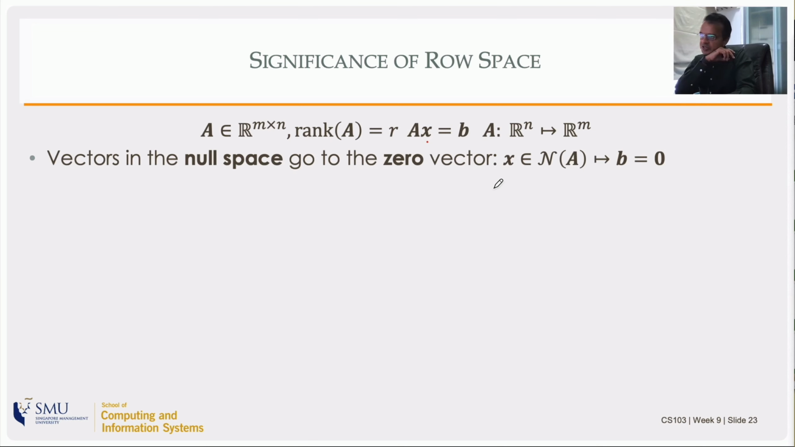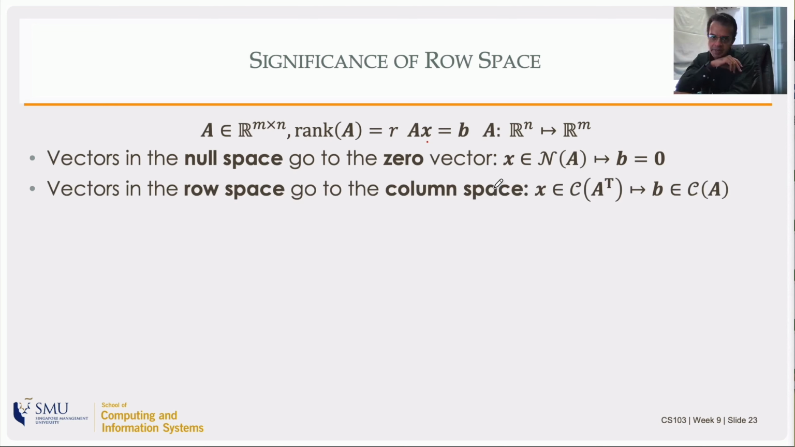And then vectors in the row space will map to something that is non-zero, which will be a linear combination of the columns of A. All such linear combinations will be in the column space. So vectors in the row space will go to the column space. If it was 0, then it would already be in the null space. It will go to the non-zero elements of the column space.